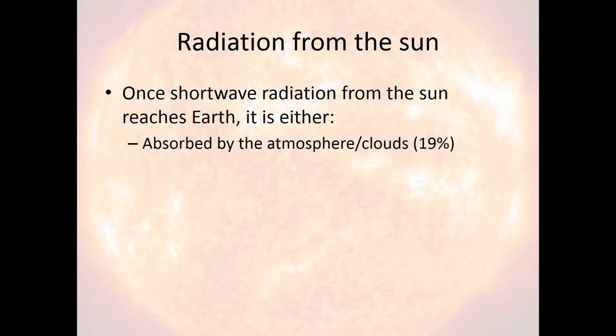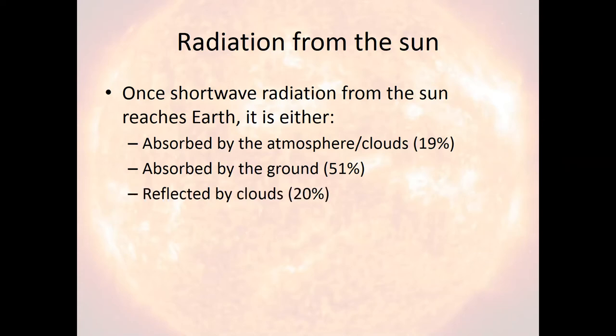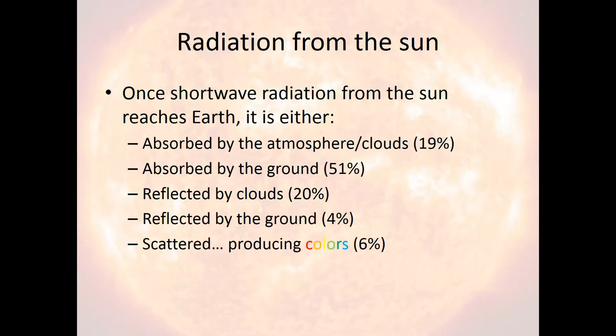Now, as far as absorption is concerned, 19% of all the radiation that reaches the Earth from the sun is absorbed by the atmosphere and the clouds. Another 51% is absorbed by the ground. So that adds up to 70%. So 70% of what comes down is absorbed by the Earth. The remaining 30% is reflected by the Earth. 20% of it by clouds, 4% by the ground, and 6% is scattered by the atmosphere.